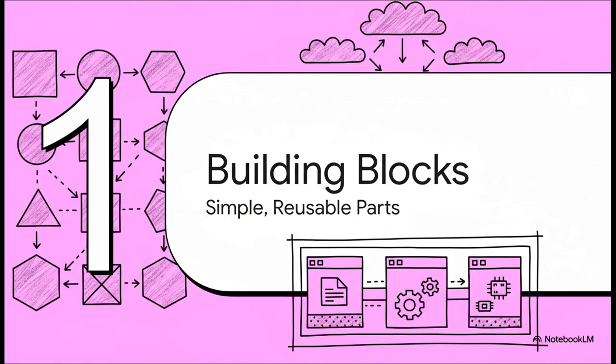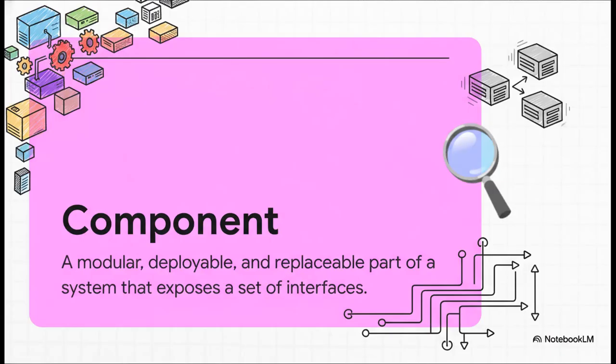You see, the best builders don't try to build everything at the same time. Instead, they learn to see the big picture as just a collection of simple, independent, and reusable building blocks. Now, in the world of software, these building blocks have a specific name. They're called components. And a great way to think about them is as a modular, replaceable part of a system.